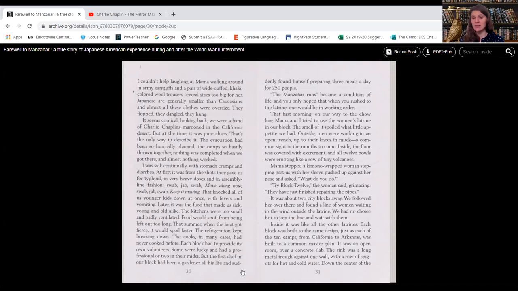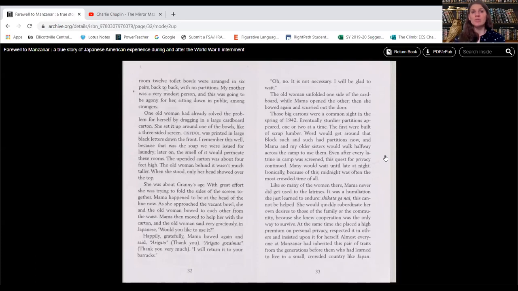Each block was built to the same design, just as each of the 10 camps, from California to Arkansas, was built to a common master plan. It was an open room over a concrete slab. The sink was a long metal trough against one wall with a row of spigots for hot and cold water. Down the center of the room, 12 toilet bowls were arranged in 6 pairs, back to back, with no partitions.